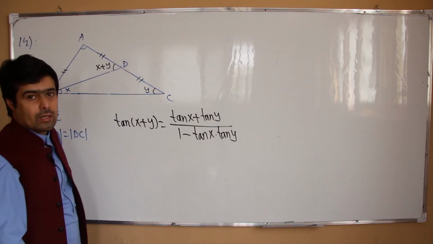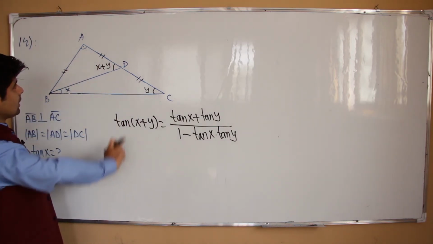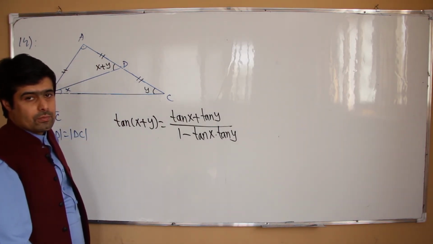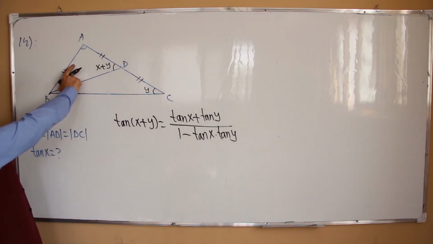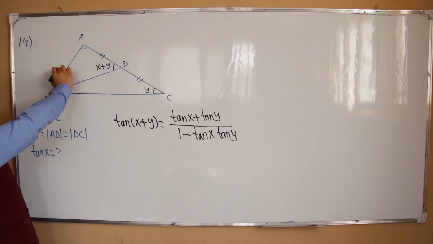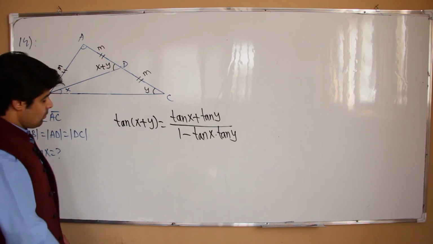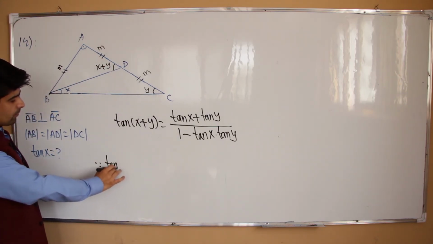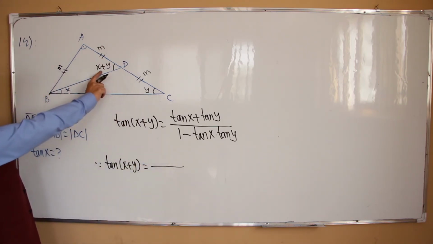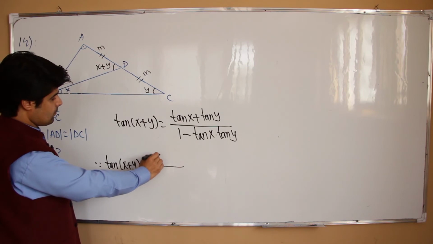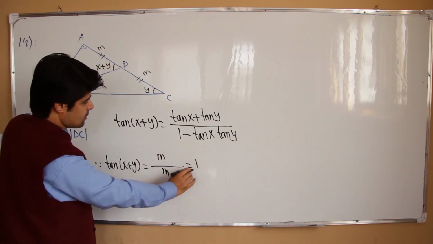Tangent of x plus y. Is this one located in a right angle triangle? Yes, this is our right angle triangle. So by definition, it is opposite divided by adjacent. What is the opposite for x plus y? This side. For example, suppose this one is m. This is also m. This is also m. Now, what is tangent of x plus y? It is opposite divided by adjacent. The opposite for x plus y is m. Adjacent is m. m with m is cancelled, it is 1.